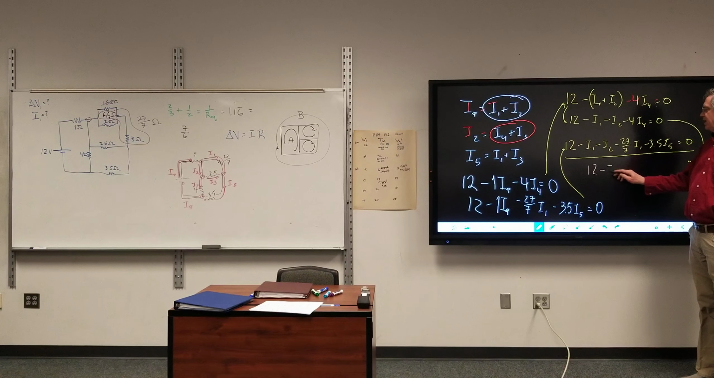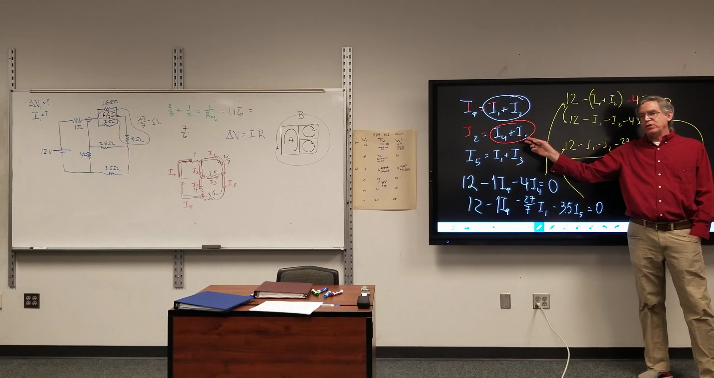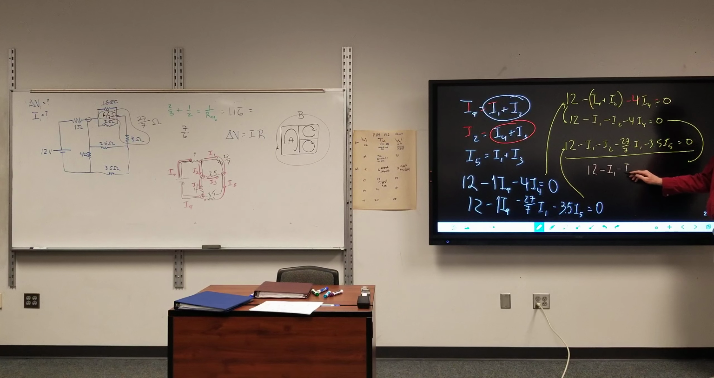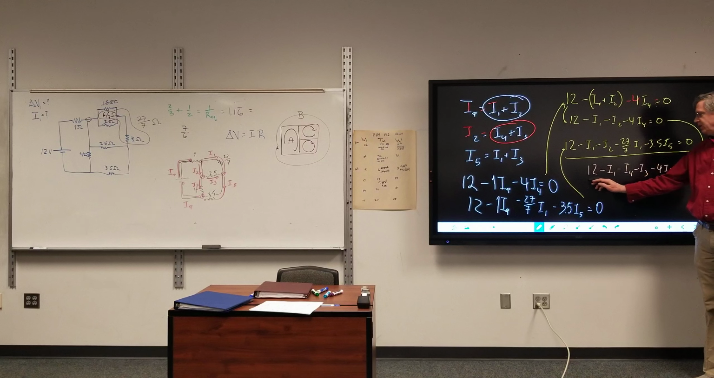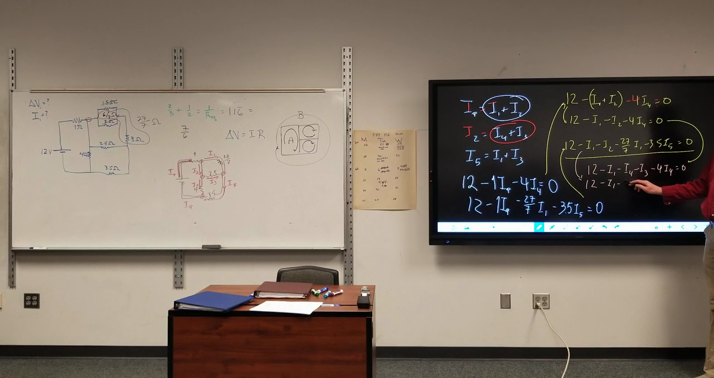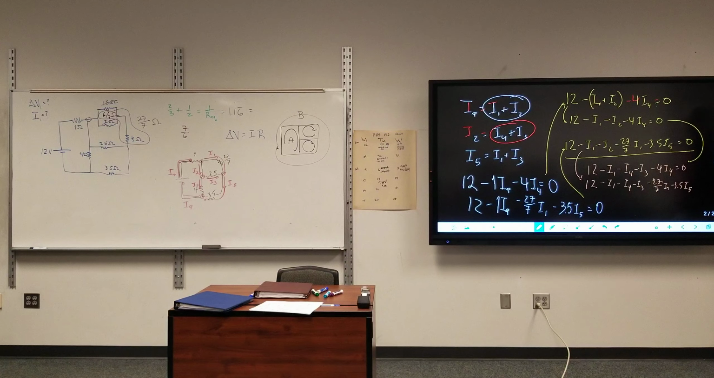12 minus I1 minus, I'm subtracting both of them. It's subtracting the sum, so minus I4 minus I3 minus 4I4 equals 0. Down here, doing the same thing, we've got 12 minus I1 minus I4 minus I3 minus 27/7 I1 minus 3.5 I5. So I now have 1, 3, 4, 5. Still 4 equations, 4 unknowns.